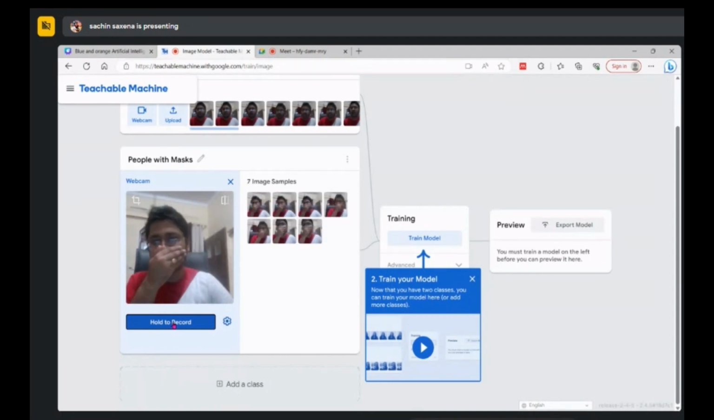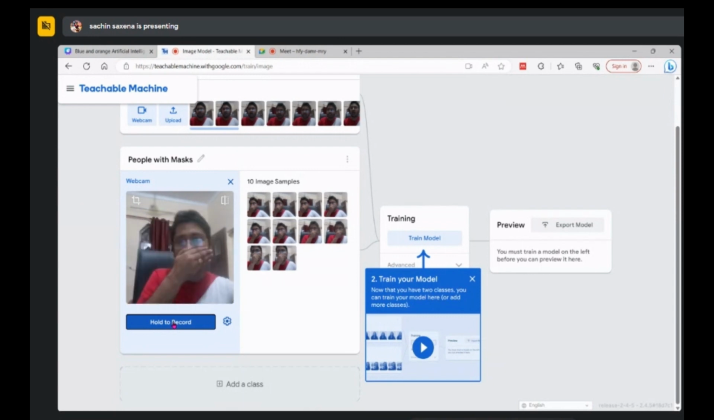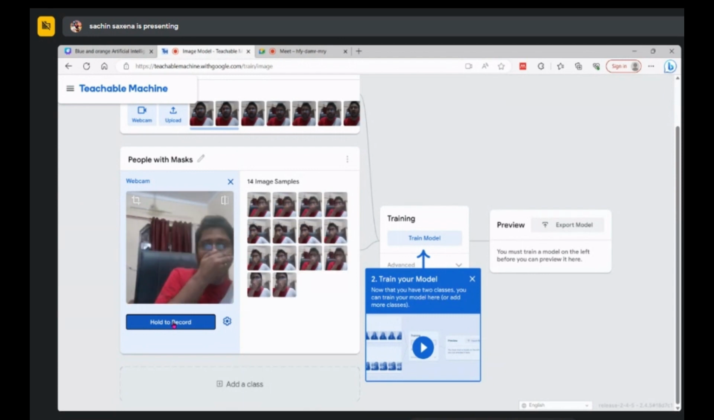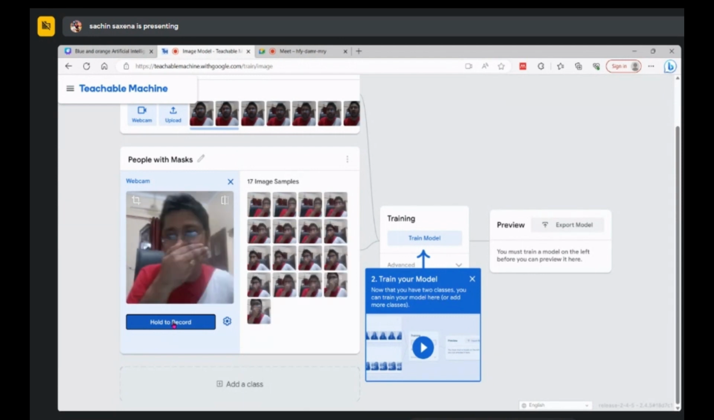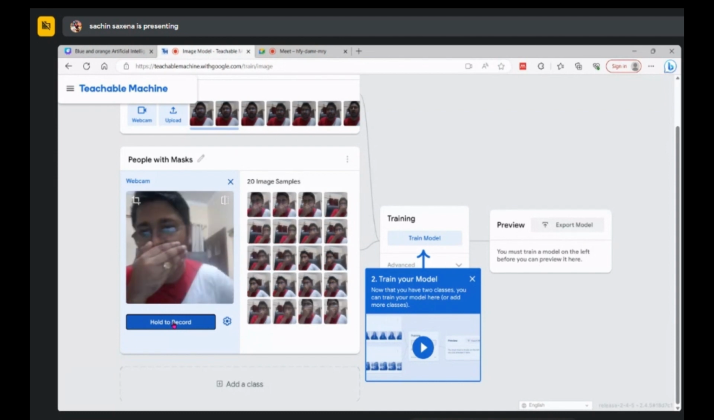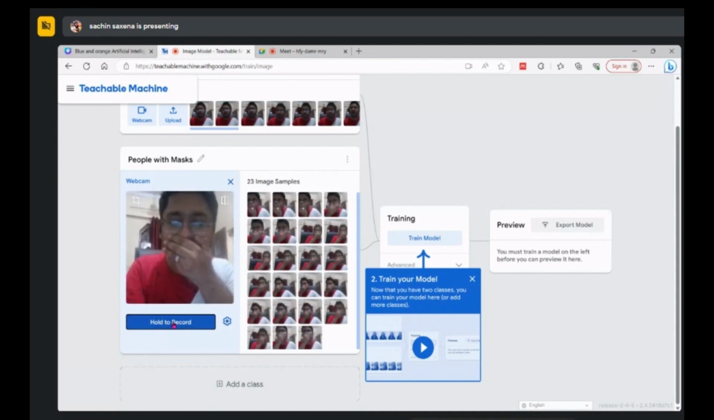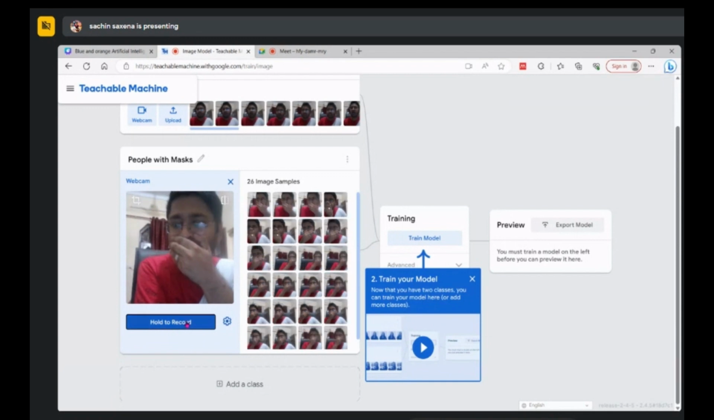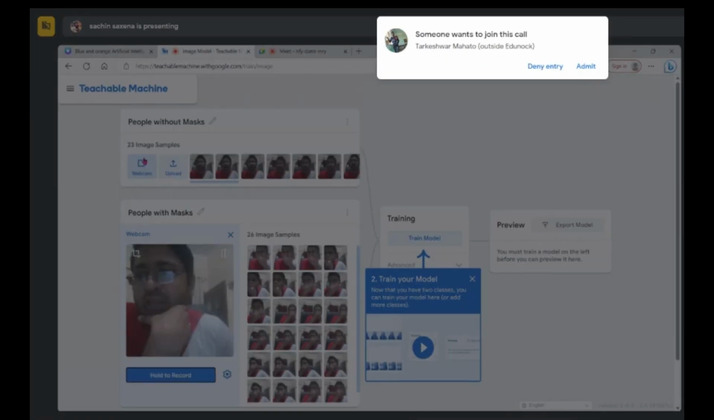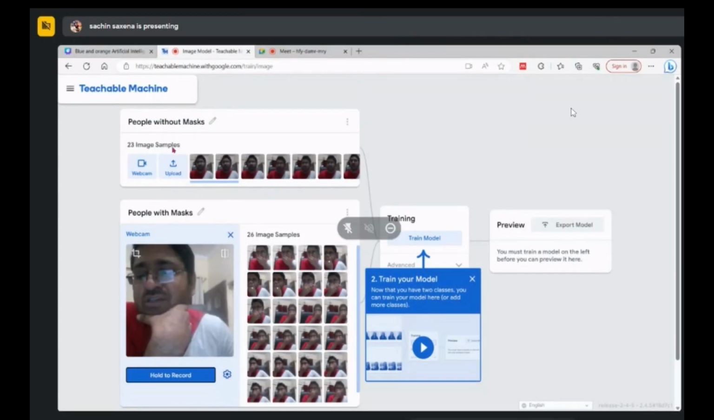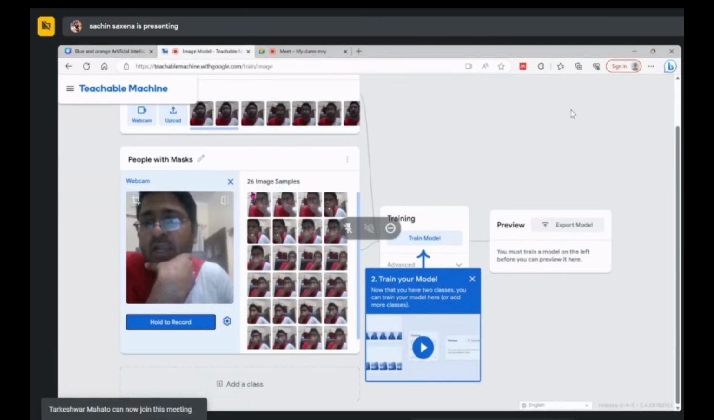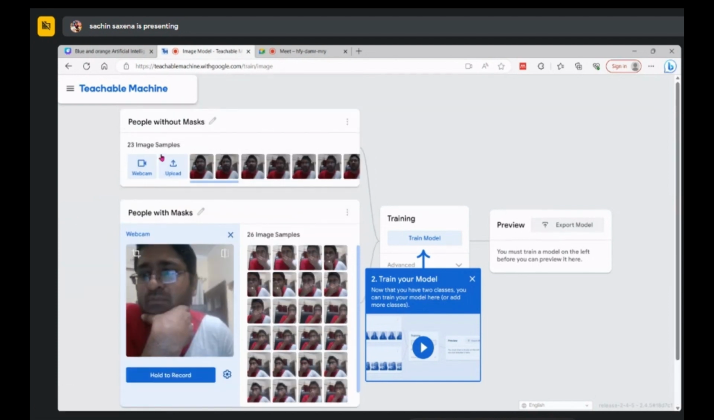This patient is wearing a mask, and the IT company is collecting the data set, and any data engineer or machine learning engineer is just capturing the data set or pre-processing it for some machine learning algorithm. So let me conclude, like 23 image samples for people with mask and 26 image samples for people without mask. All right, so I'm going to train this model.